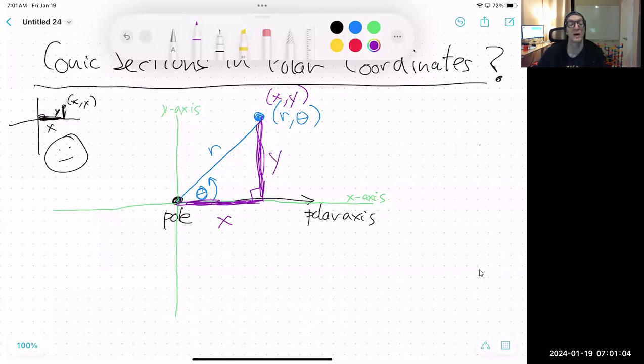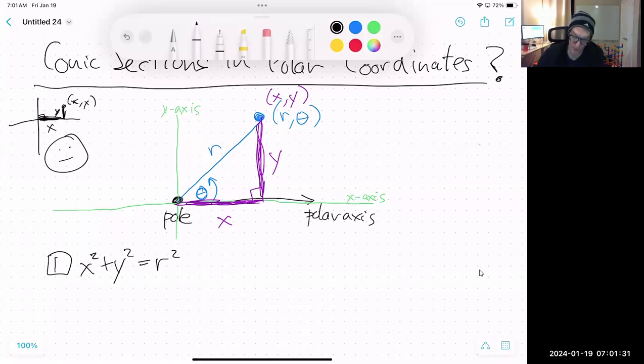If you are analyzing a figure in both coordinate systems at the same time, then you end up with some general relationships between x, y, r, and theta. What is one of them? We did this in period 9. That x squared plus y squared equals r squared is one fact relating x, y, and r.